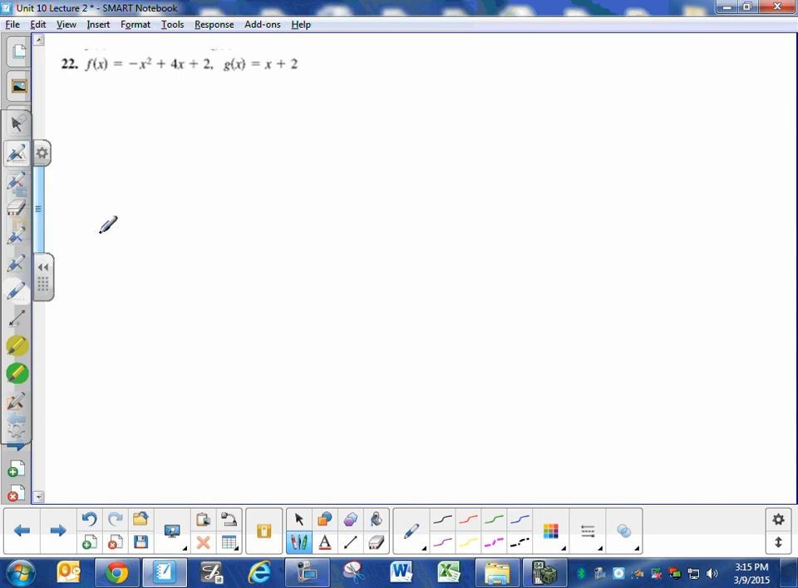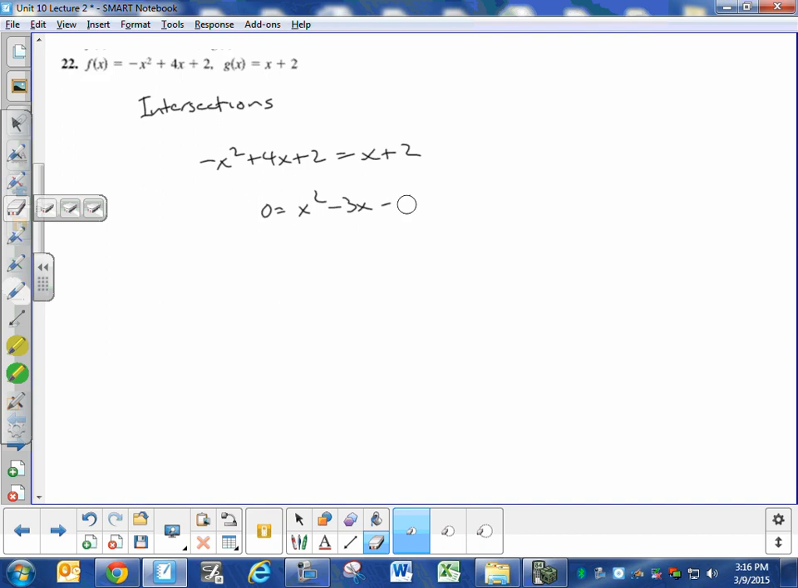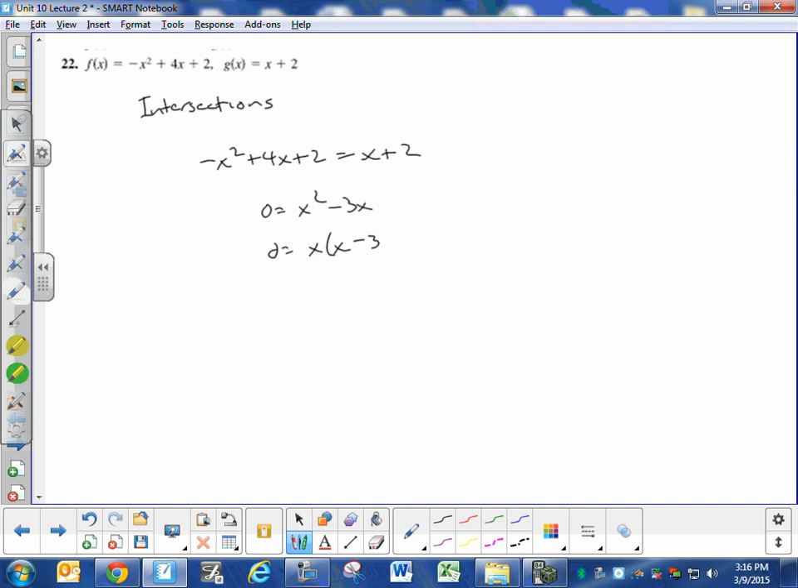Next problem. We have these two graphs. Most likely they'll intersect two places. Let's find those intersections first. So I got negative x squared plus 4x plus 2 equals x plus 2. Get everything onto one side with a positive x squared. So 0 equals x squared minus 3x minus 0, which is nice. So that helps me factor. I just have 0 equals x times x minus 3. I get x is equal to 0 and 3.